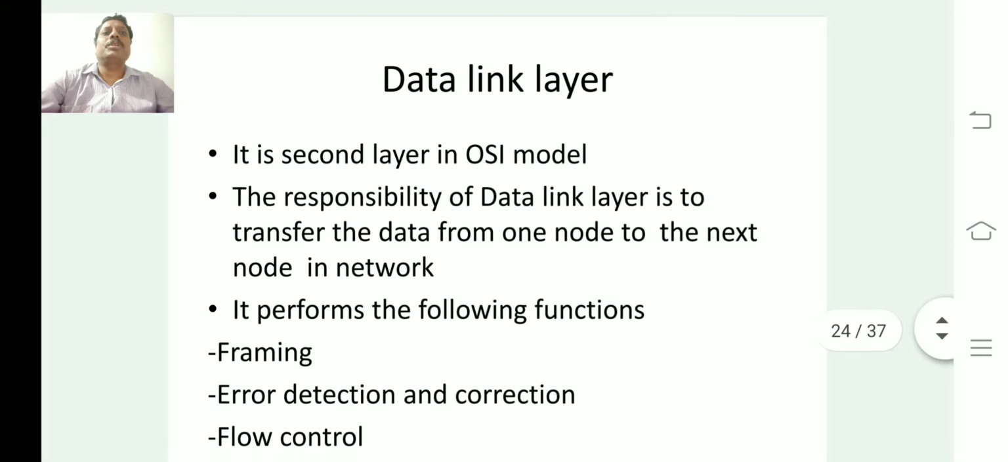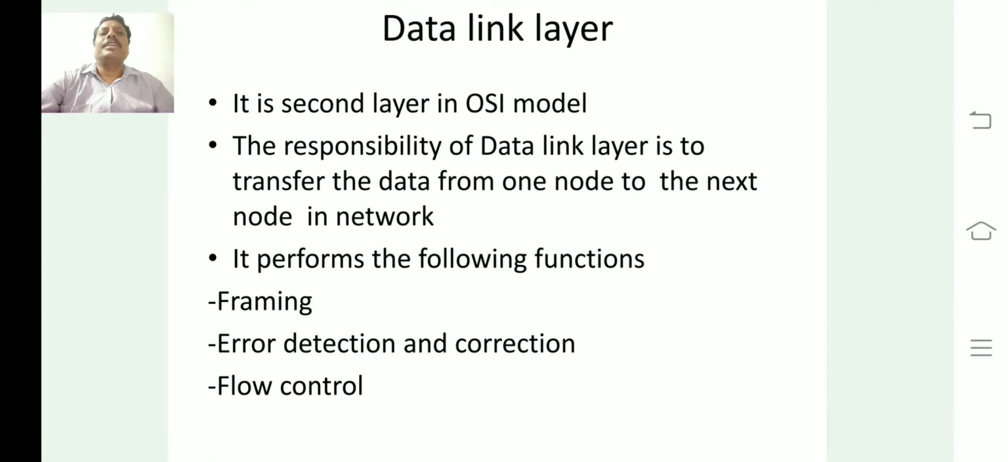Then it also detects errors. While transferring data, errors may occur, and these can be detected by the data link layer, and it also corrects them. Then flow control is a mechanism for the flow between one node and the next node. Speed mismatch and buffer capacity are all controlled by flow control.